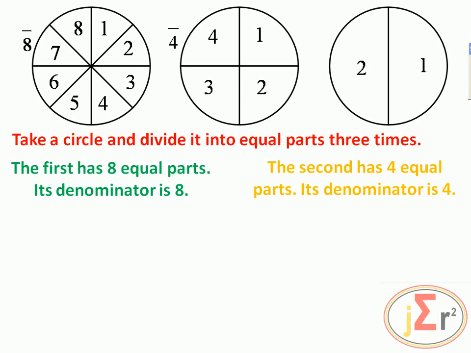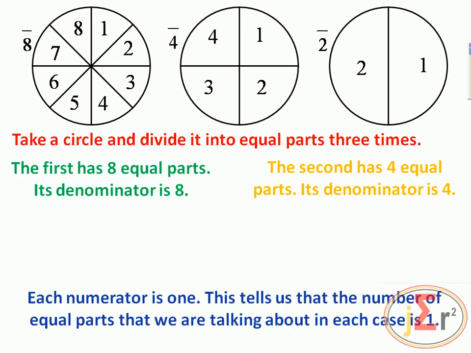And the other one is divided into 2 equal parts. And its denominator will be? 2. Right. Which one of the parts is the largest? 8. Not the denominator, Jerry. The section. Let me take a look at that in a few seconds.